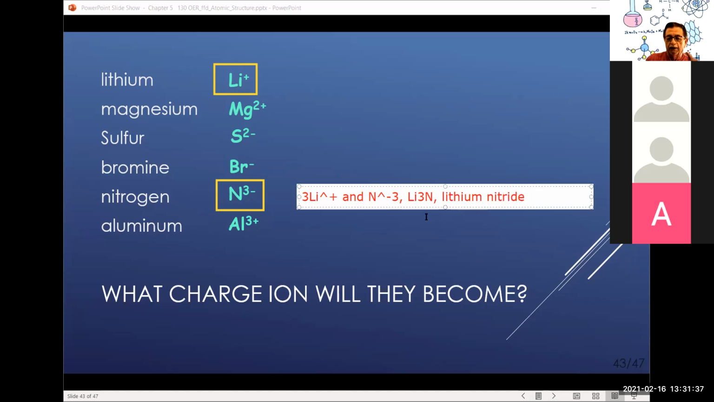Again, I emphasize that the 3 after the lithium, Li, is a subscript. Just like H2O, it means there are 2 hydrogens per oxygen. Here, this means there are 3 lithiums per 1 nitride ion put together. And that is the formula for the compound, lithium nitride.